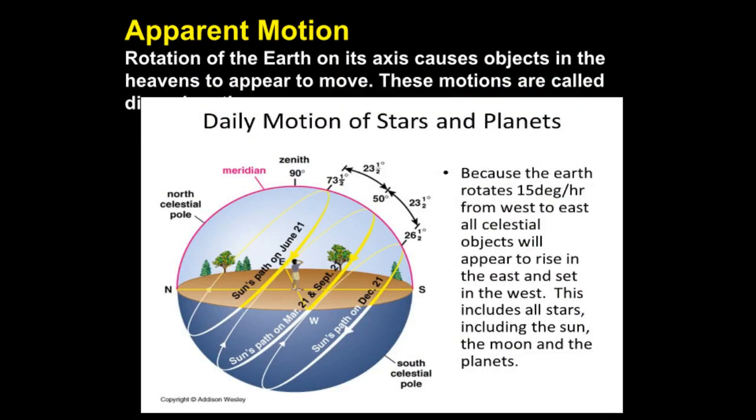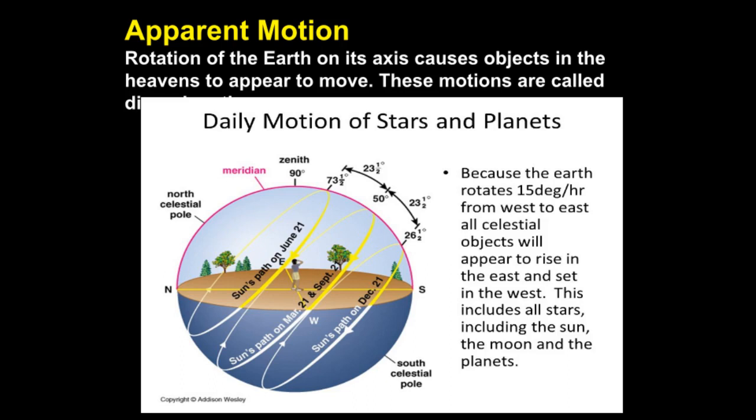Any appearance of motion caused by the rotation of the Earth is called an apparent motion. They include the rising and setting of the Sun, the Moon, the planets, and most of the stars. Some stars appear to circle around Polaris, as mentioned on a previous slide. These stars are part of what are called circumpolar constellations. They appear to circle the North Star and include Ursa Major and Ursa Minor, Cassiopeia, and Draco, to name a few.